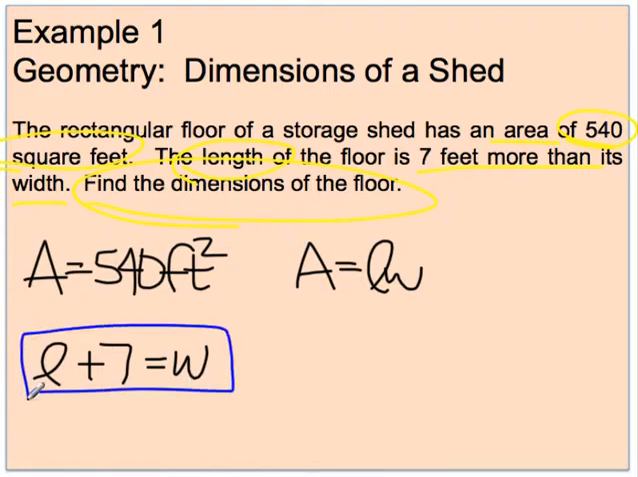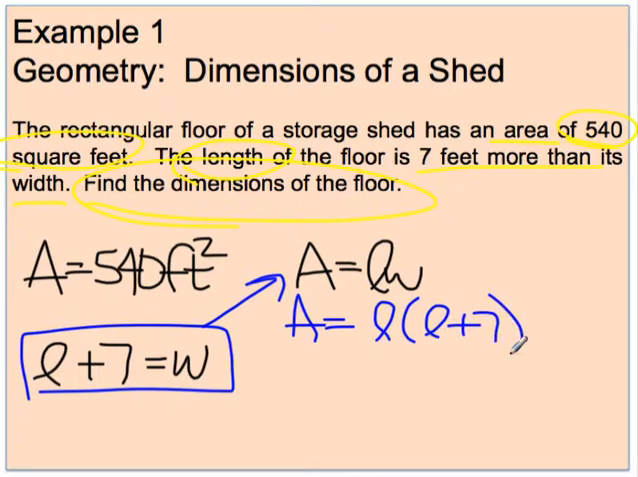Using this equation, I can substitute it in here, and I can say that the area is equal to the length times the width, which I know is 7 more than the length. So this tells me that I have L squared plus 7L. And that's the area. So the area, or 540 square feet, is equal to L times L plus 7.